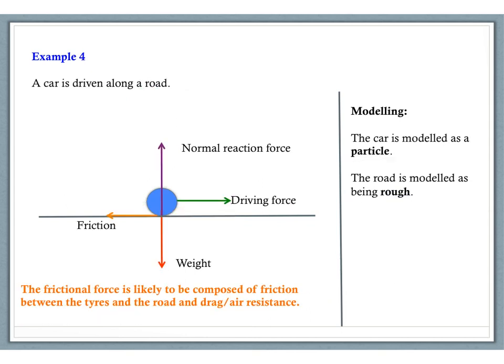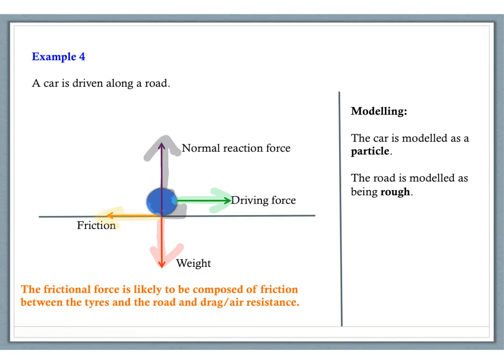Example 4, a car is driven along a road. So let's have a look at the force diagram again. Here's the car. Here's its weight. Here's the normal reaction force, vertically upwards, perpendicular to the surface of contact, the road. Now, the engine of the car will exert a driving force, taking it forwards. I've chosen to make the car drive from left to right.